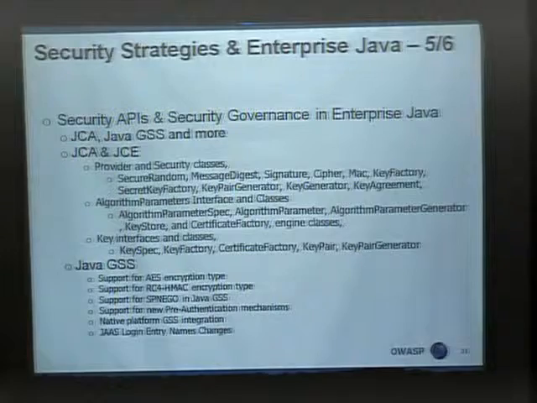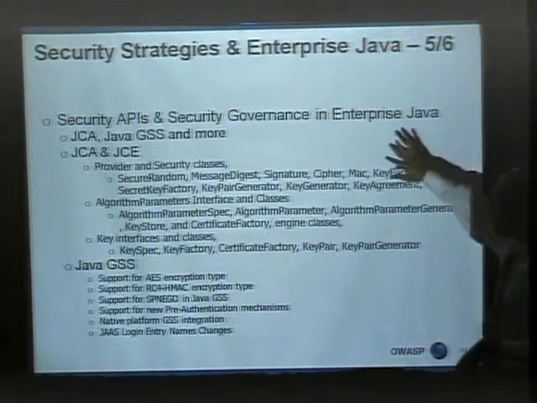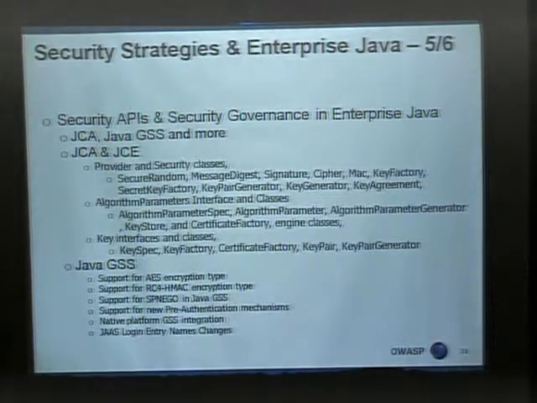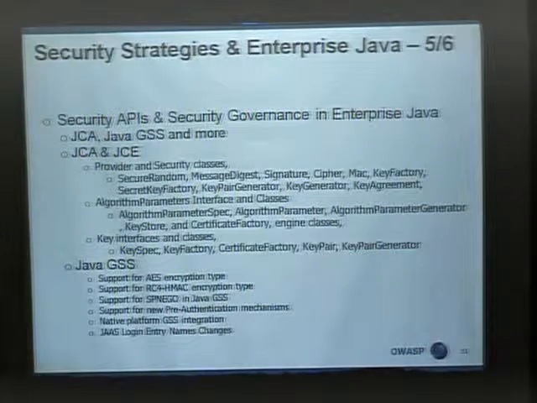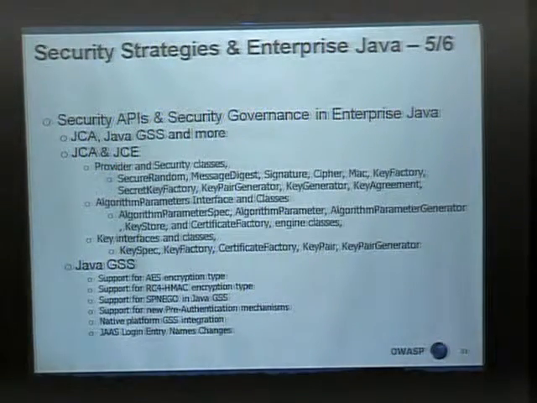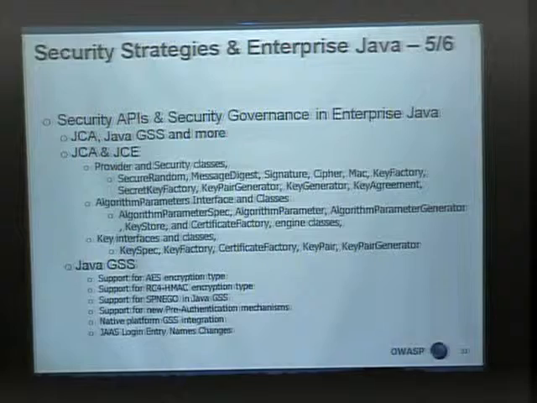As I said, JCA has become an umbrella now, and it is going to take care of several things inside. Once again, I have listed all the classes and interfaces that are going to help you in properly taking care of how to encrypt the information. For example, provider and security classes, algorithm parameter interfaces and classes, a host of them are there. Key interfaces and classes will help you in creating appropriate keys and so on and so forth.